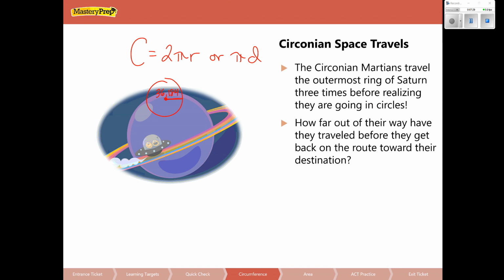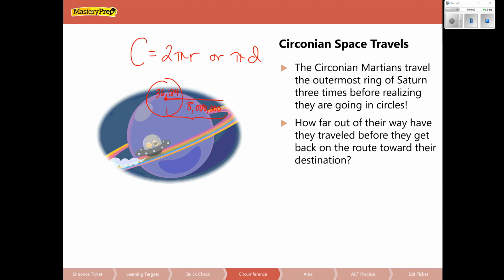Now, they weren't just on the surface, they were at its outermost ring, and the distance from Saturn's surface to its outermost ring is not 8,000 miles. It is 8 million miles. The outermost ring of Saturn is 8 million miles away from its surface. But in the picture, it looks real close. Yep.